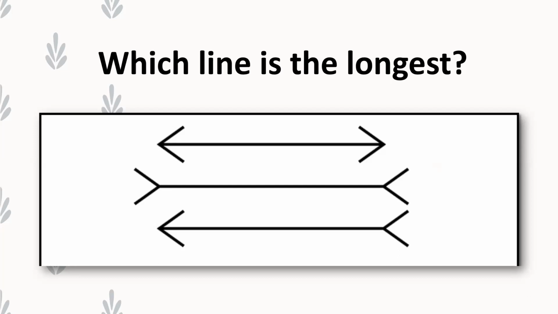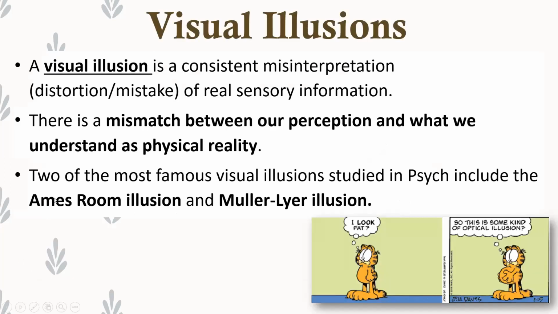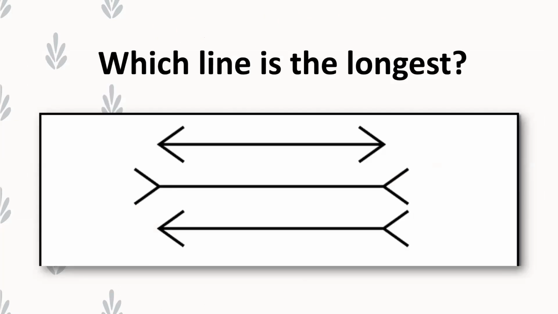Alrighty, so before we do that, we have to understand what a visual illusion is to begin with. Remember, I said a visual illusion is a type of perceptual distortion. And a distortion is usually some kind of misinterpretation, some kind of warped view or warped perspective. So a visual illusion is a consistent misinterpretation of real sensory information. I showed you these three lines. This is real sensory information in the form of an image, in the form of some visual stimuli.